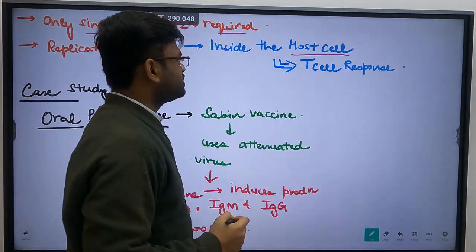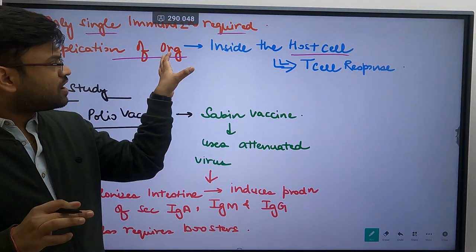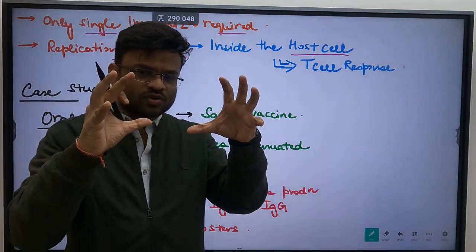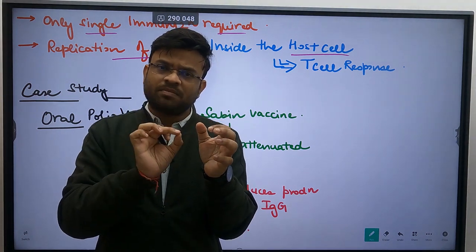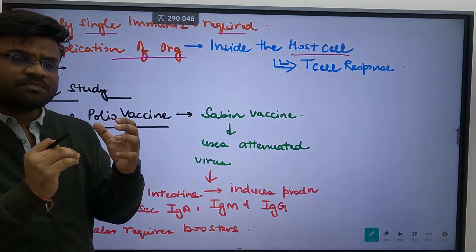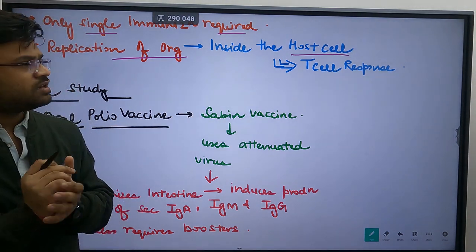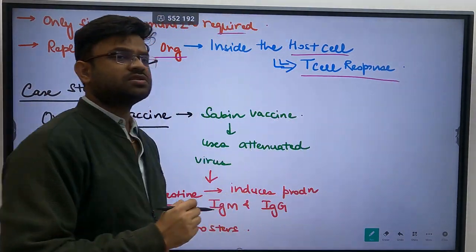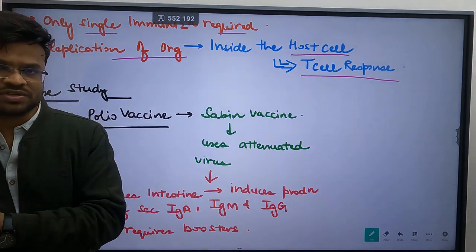Inside the host cells, the replication will take place, and now you would have a clear idea about what happens inside the host cell. Now if a host cell is present, if the pathogen is entering inside the host cell and multiplying, growing inside the host cell, it will obviously generate a T cell response, because T cells are particularly targeted against intracellular pathogens.